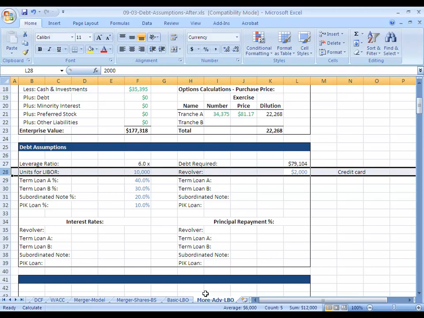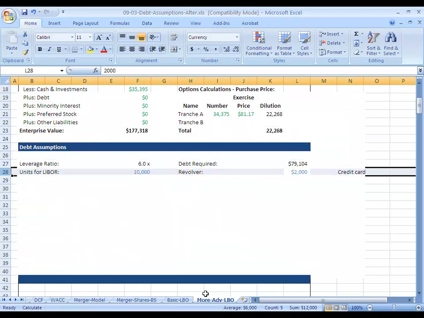So maybe the company needs to pay off a certain amount of debt, or they need to invest a certain amount in capital expenditures, but they don't have the cash. Well, if that's the case, then they would take out a revolver, and they would draw on the revolver to make sure that they have enough money to do the deal or to pay off debt or whatever the case may be. So a revolver is sort of like a credit card for a company.